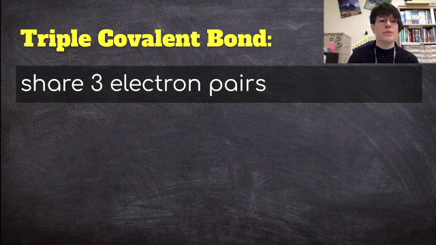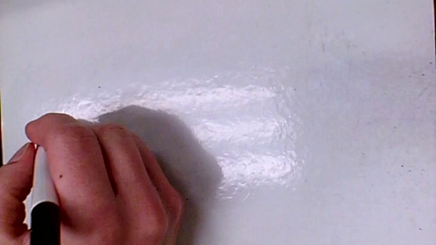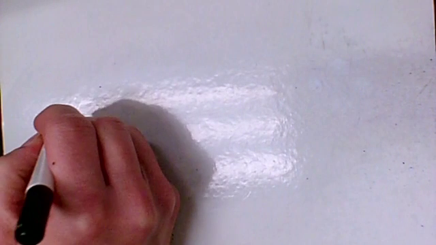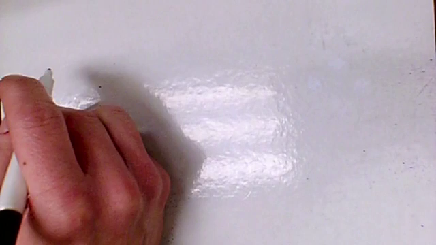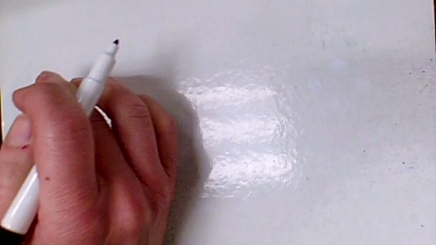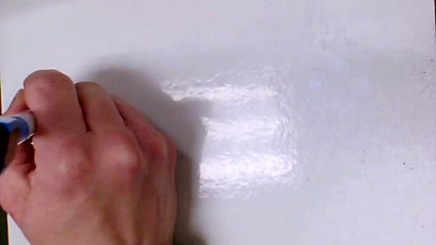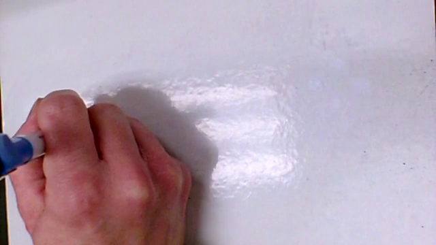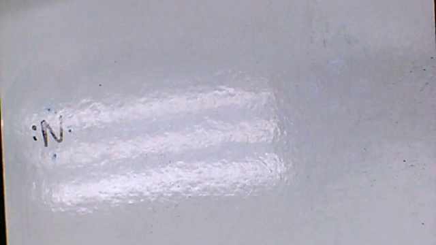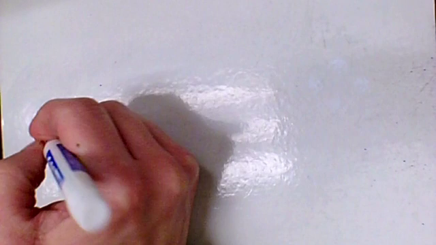And triple covalent bonds, where we share 3 electron pairs. Finally, I'll show you a triple bond here. So for a triple bond, I'm going to use molecular nitrogen. So N, oops. So it has 3 unpaired electrons. Maybe this marker will work better. There we go. So 3 unpaired electrons on that one.